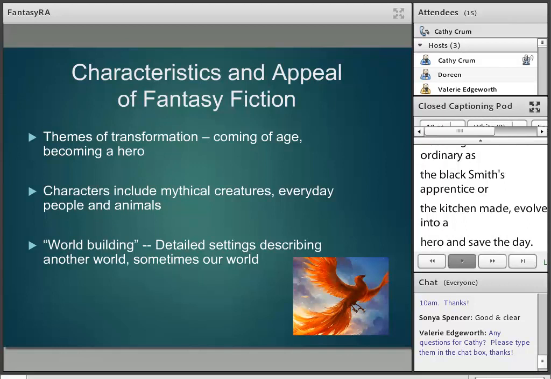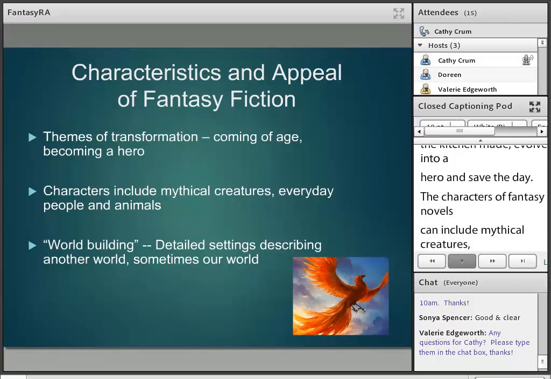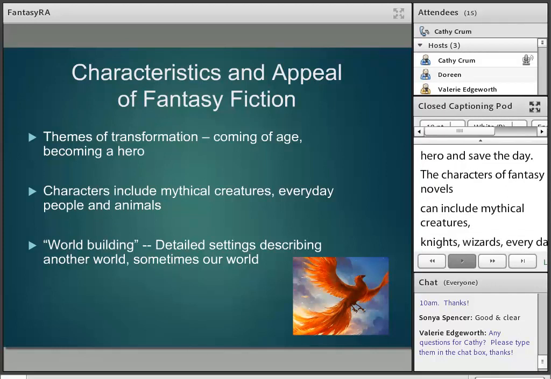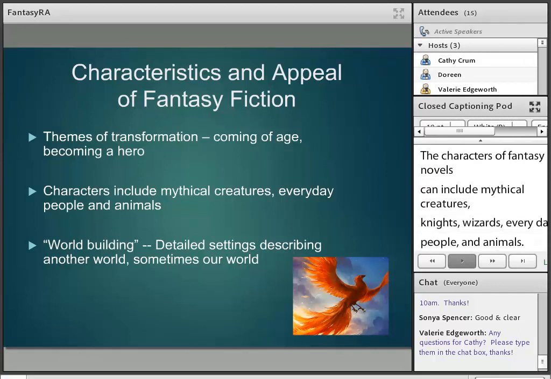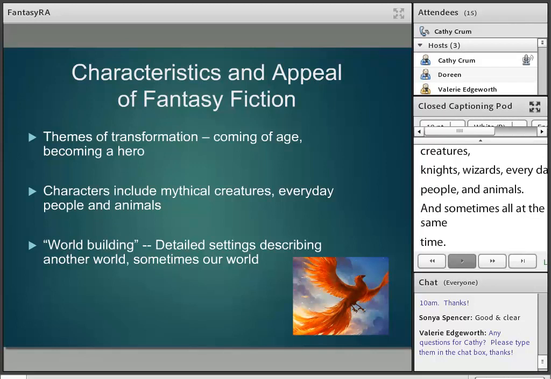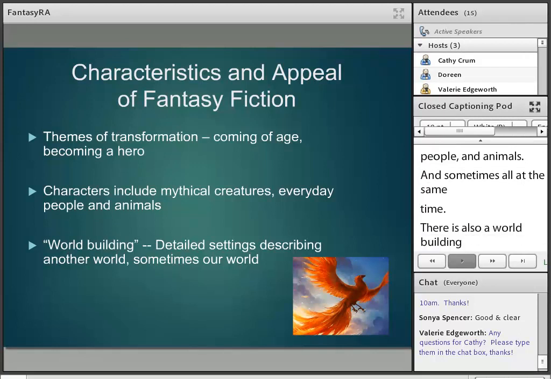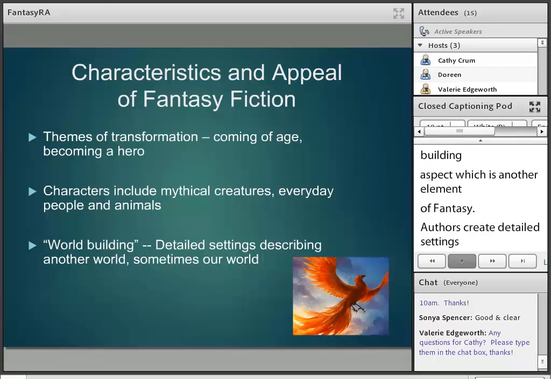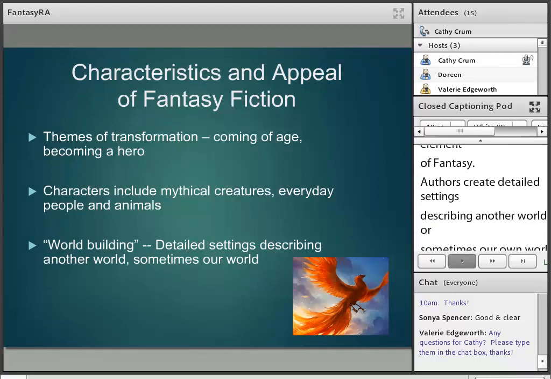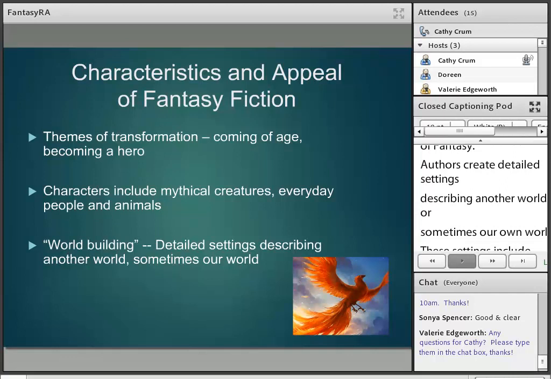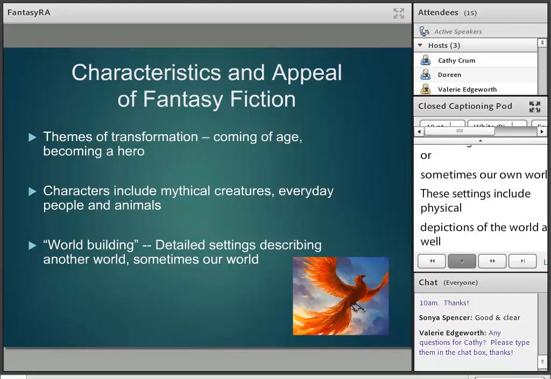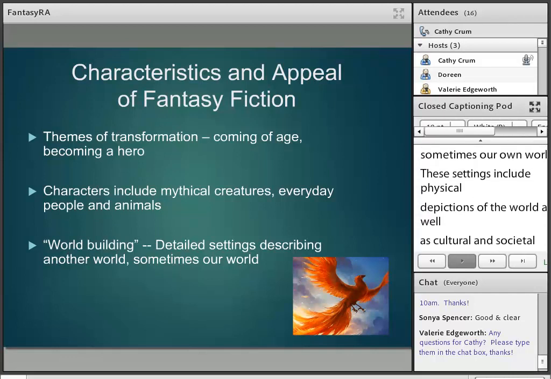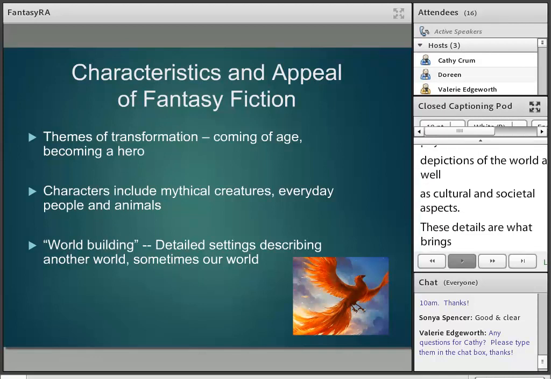The characters of fantasy novels can include mythical creatures, knights, wizards, everyday people, and animals, and sometimes all at the same time. There's also a world-building aspect, which is another element of fantasy. Authors create detailed settings describing another world or sometimes our own world. These settings include physical depictions of the world, as well as cultural and societal aspects. These details are what bring the story to life and take readers to another place.